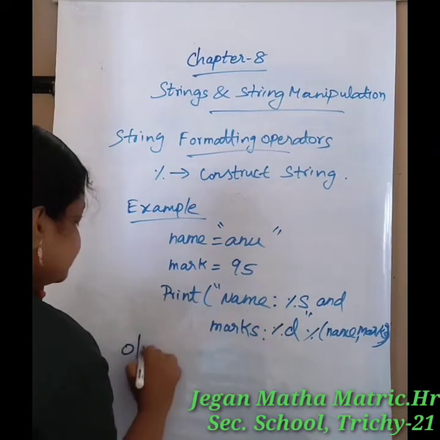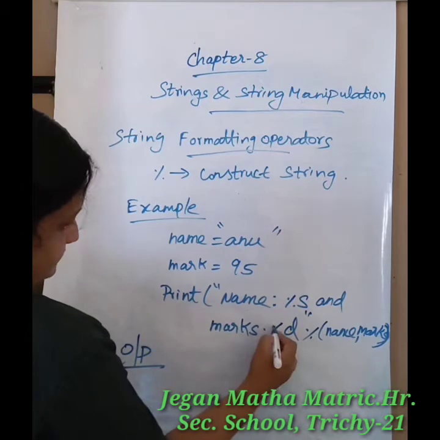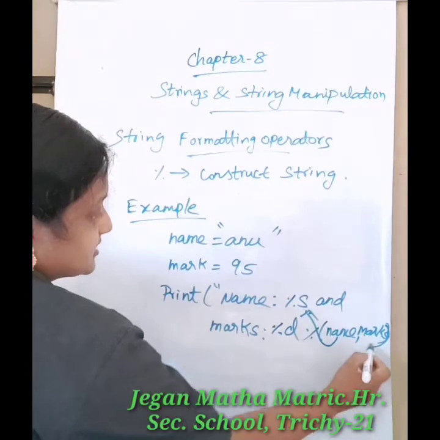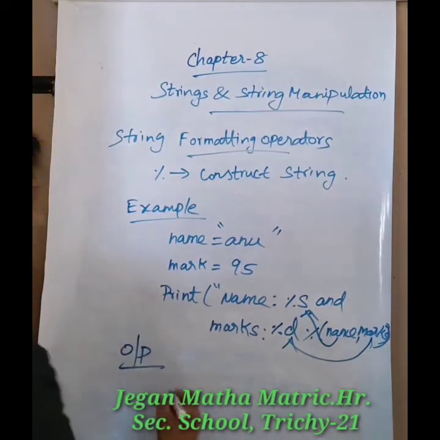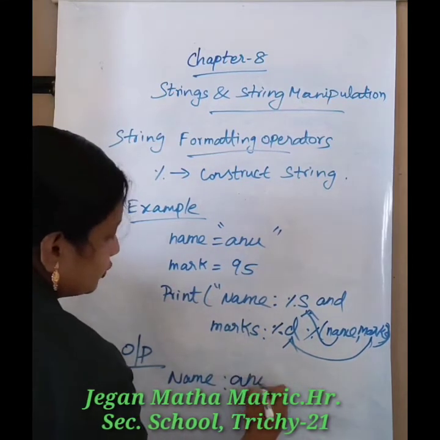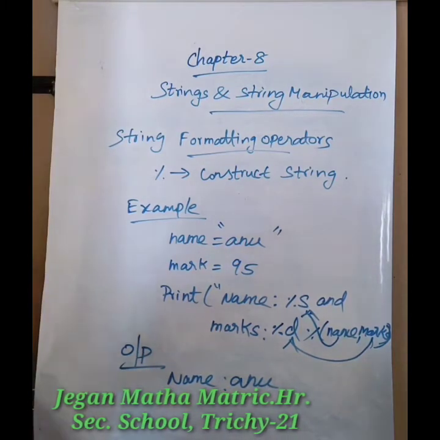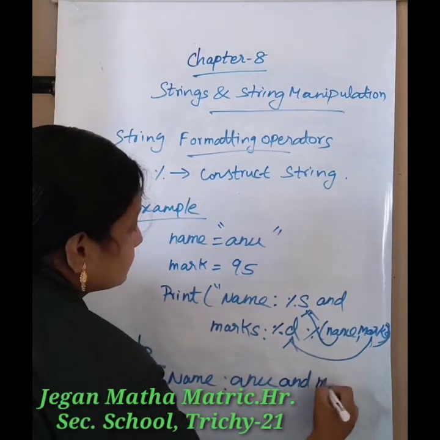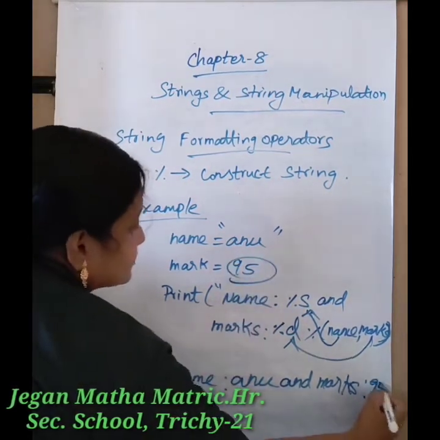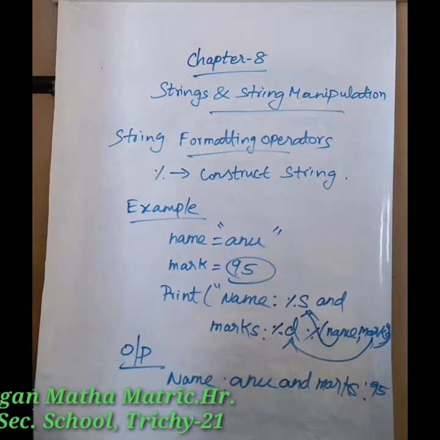Now let us see the output of this program. Here we used the string formatting operator. We are going to store the name value in %s and the marks in %d. Now the result is name. What name is here? Anu. And marks. What mark is stored? 95. So it produced the result name Anu and marks 95.